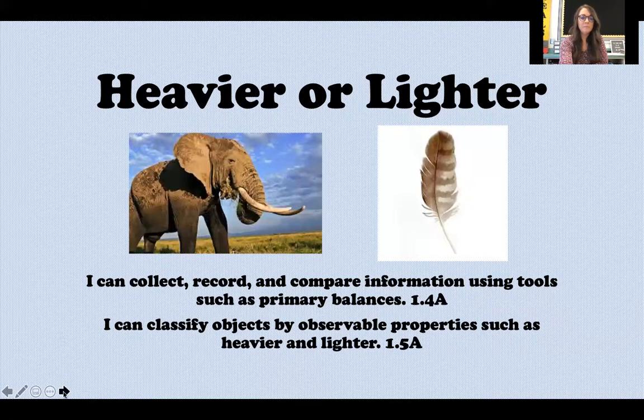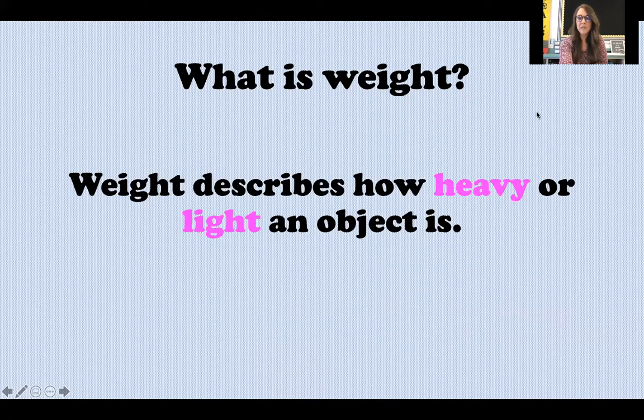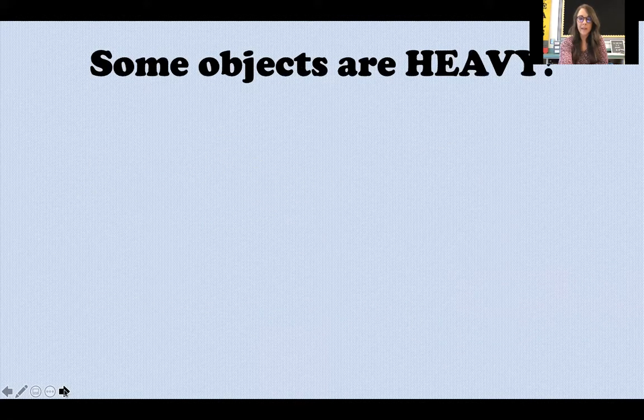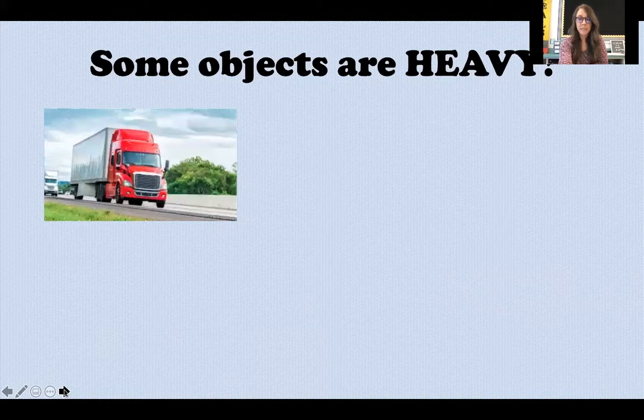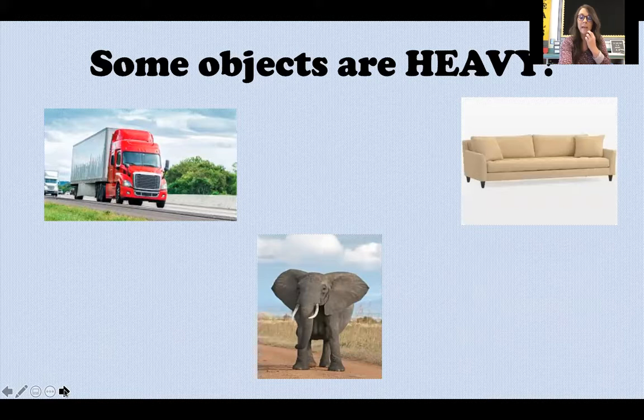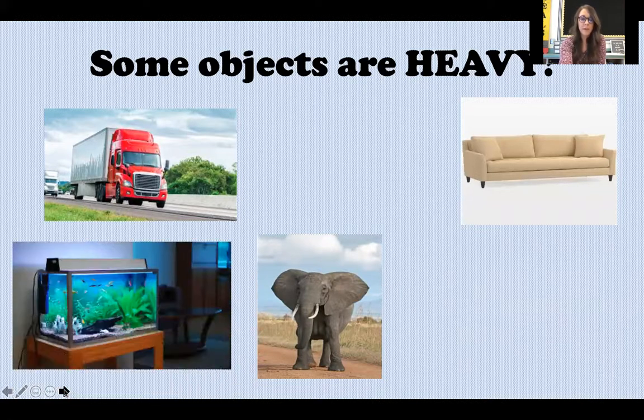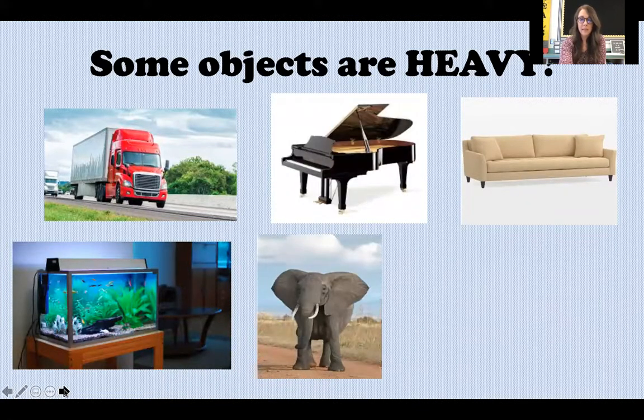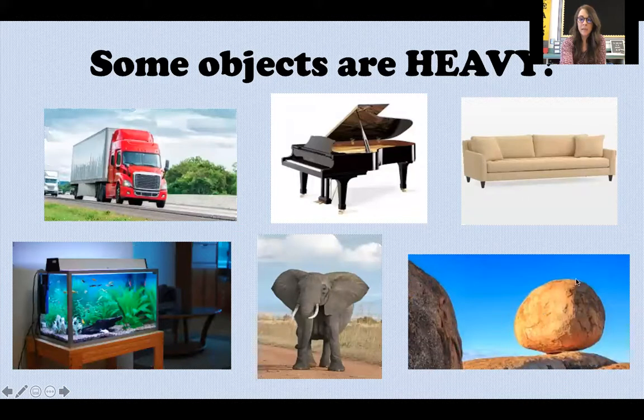All right. So it says, what is weight? Weight describes how heavy or light an object is. Some objects are heavy. A semi-truck is heavy. An elephant is heavy. A couch is heavy. A fish tank, a piano, and a big rock that we call a boulder. All of these objects are very heavy. They would be very, very difficult or impossible to pick up.